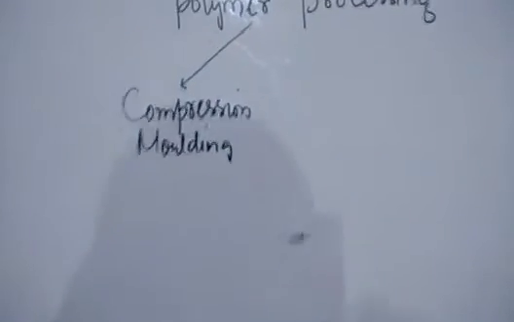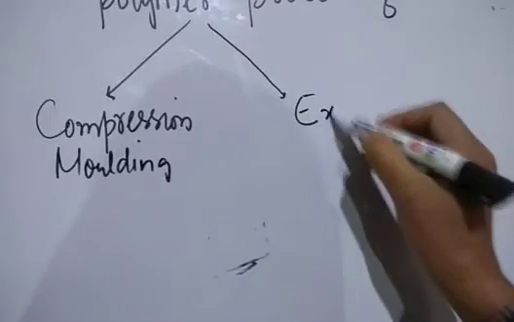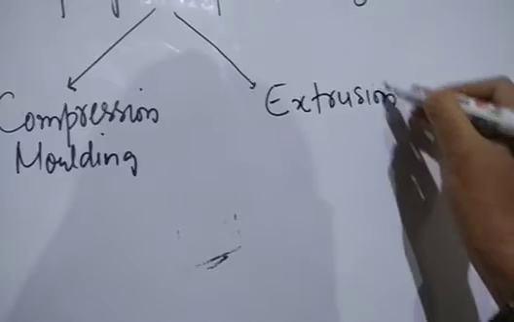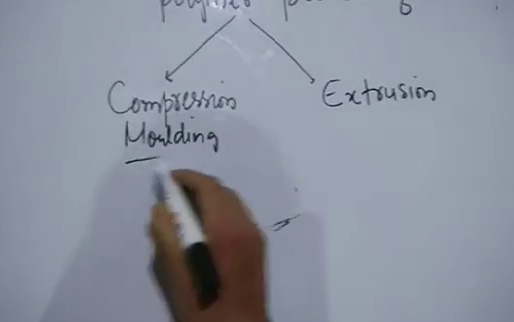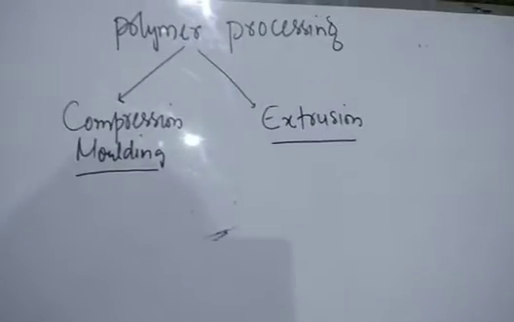Fine. Second method जो है, that is the extrusion method. So the compression molding method and the extrusion method, I will discuss here.